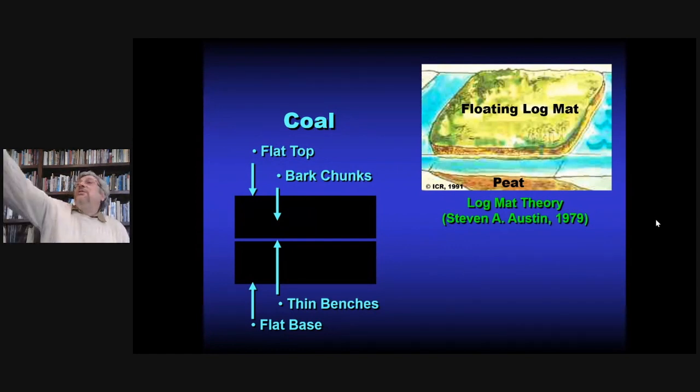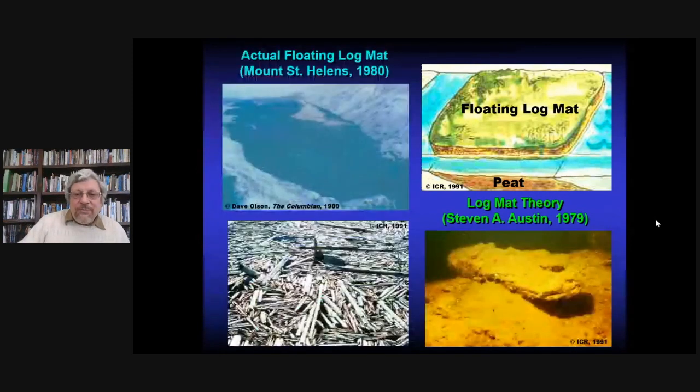Then the wind can blow it away for a while. Mud can come in, create that bench. Then the log mat can float back in again and continue with deposition on a flat surface and end with a flat surface as it floated away. It's a beautiful explanation for the origin of coal.